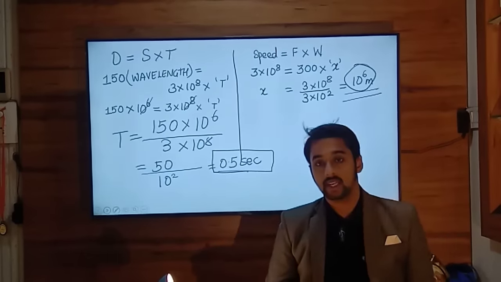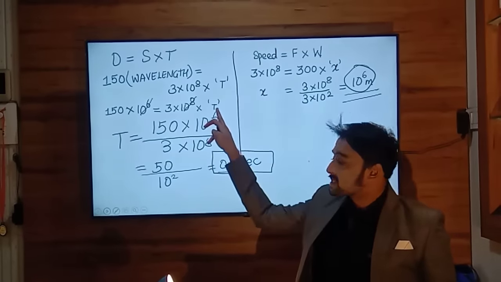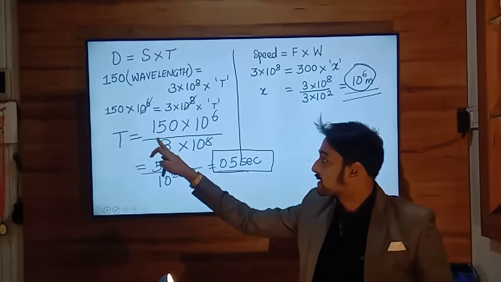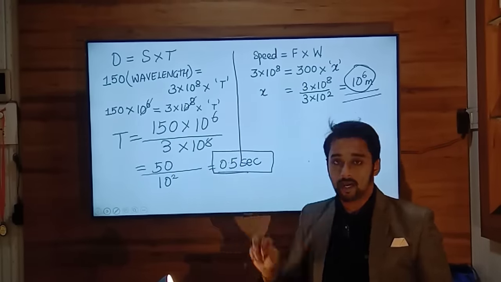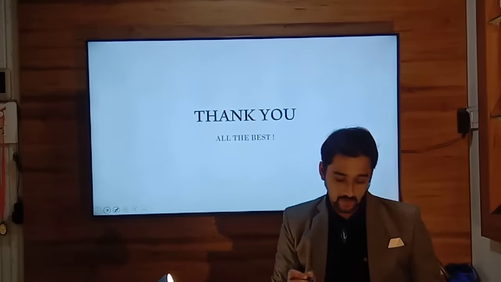So cross multiplication, even you in your exam pay attention to that. So t stays on one side and 3 into 10 raised to 8 goes to the denominator. So that will give you 0.5 seconds. So the value of t is 0.5 second.